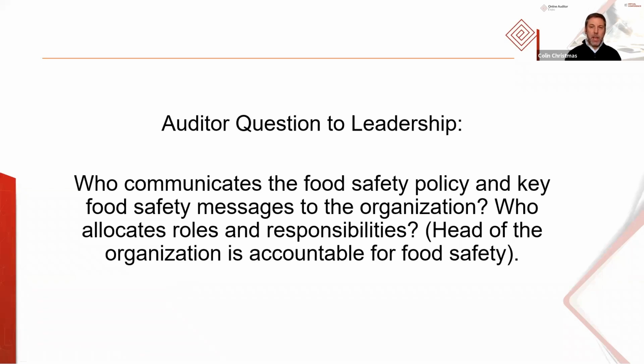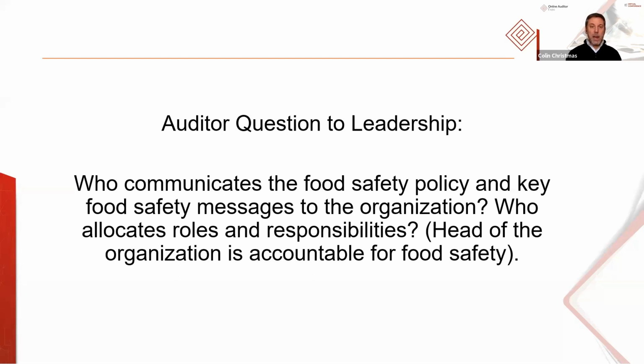Next question, who communicates the food safety policy? Who communicates key food safety messages to the organization? This is an interesting one. You will see that sometimes the food safety team leader, the quality manager, is actually communicating these key messages to the organization. This is a concern because ultimately the accountability of a food safety management system sits with the head of the organization. This can be the factory manager in a lot of cases, not the quality manager of the organization. So we want to see the head of the organization communicating those key policies. They need to own the food safety management system.